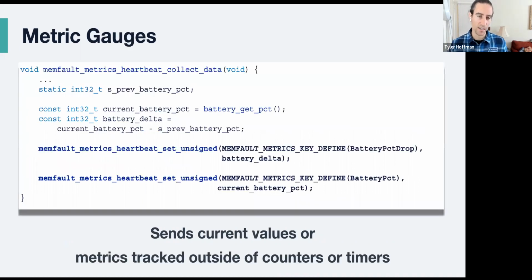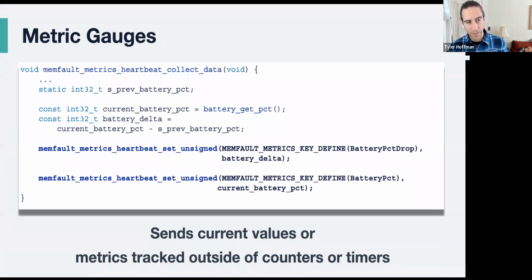The last type is a gauge. You can imagine a gauge like the speedometer. It's not what was the max and mean and average of my speedometer. It's just, what is the value right now? In this particular case, the battery percentage is whatever the battery percent is currently. And you can imagine that as a gauge.